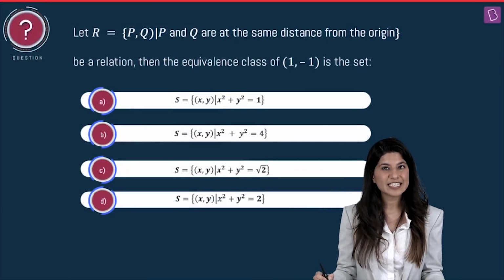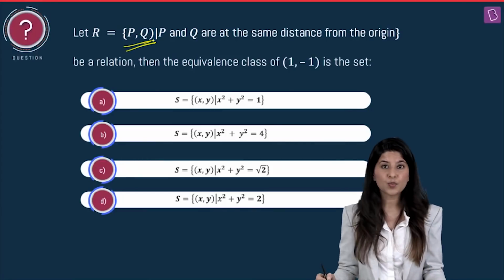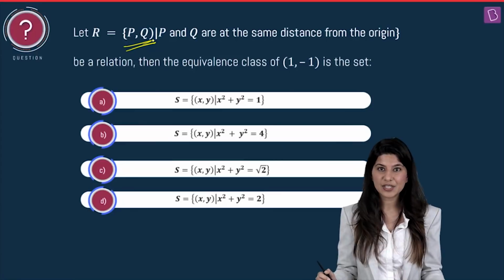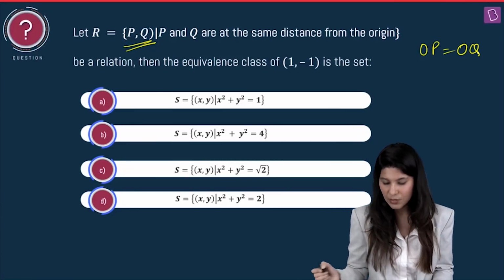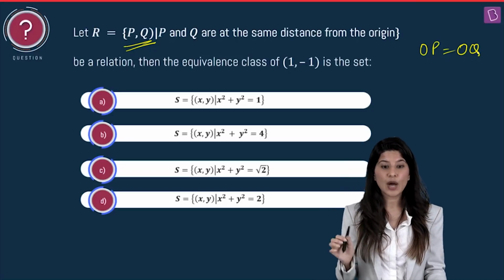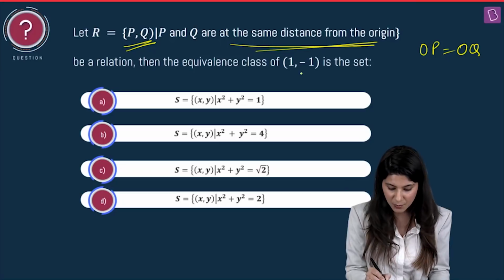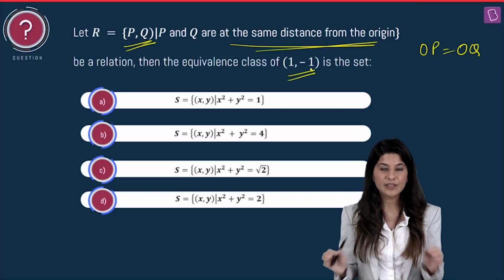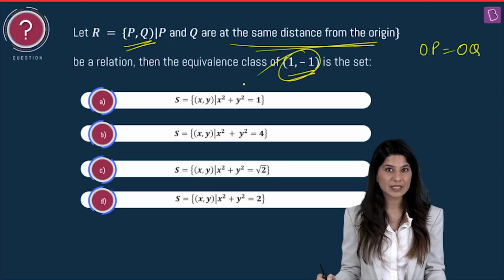From the family of relations, we have our question which says P and Q are 2 points which will sit inside the relation R such that OP and OQ are equal, where O is the origin. P and Q are at the same distance from the origin, right? We have another point 1 comma minus 1. We need to figure out the set which is the equivalence class of 1 comma minus 1.